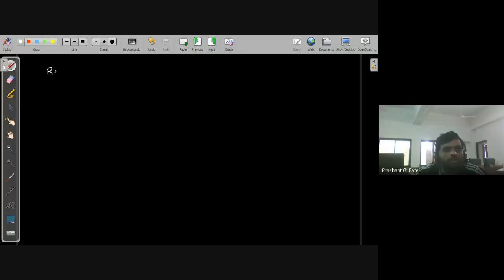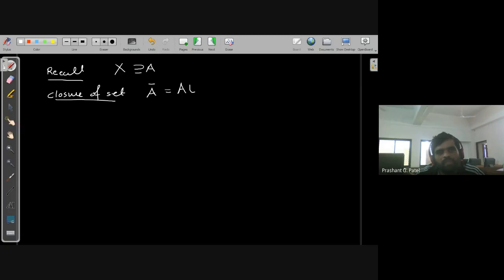Let us recall what we did in the previous lecture. In the previous lecture, we defined the closure of a set. So what is the closure of a set? If X is a metric space and A is a subset of X, the closure of the set is denoted by A closure or A bar, and is equal to A union D of A.